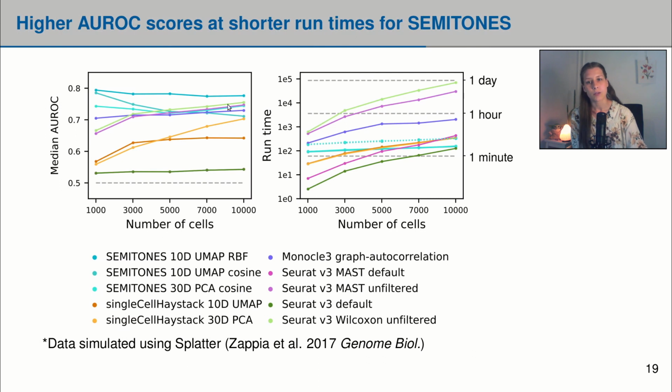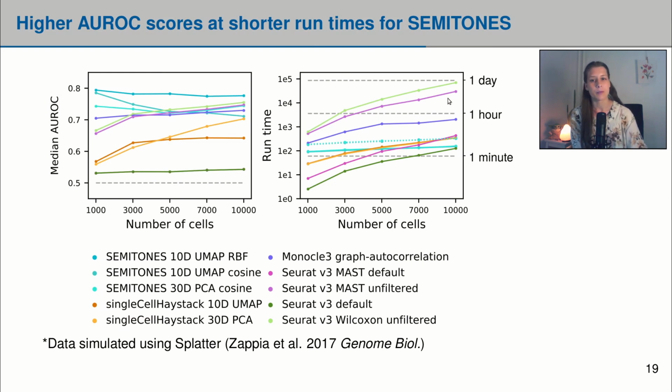So in this graph on the left, we can see that SEMITONES achieves the highest median ROC score when using an optimal similarity metric to compute the similarity to the reference cell. But even when SEMITONES uses a suboptimal similarity metric, its performance is on par with differential expression testing without prior filtering and Monocle 3. However, if we look at the plot on the right, we see that SEMITONES does so in up to 30 minutes, while Monocle takes up to almost an hour, and differential expression testing up to almost a day.